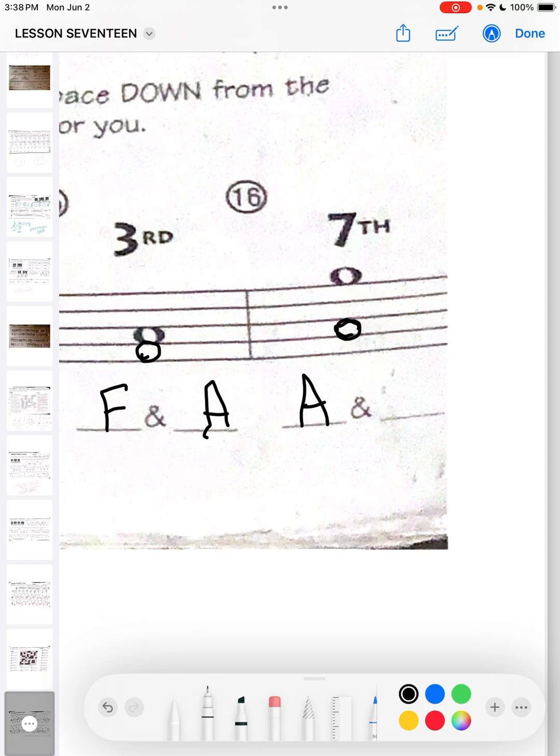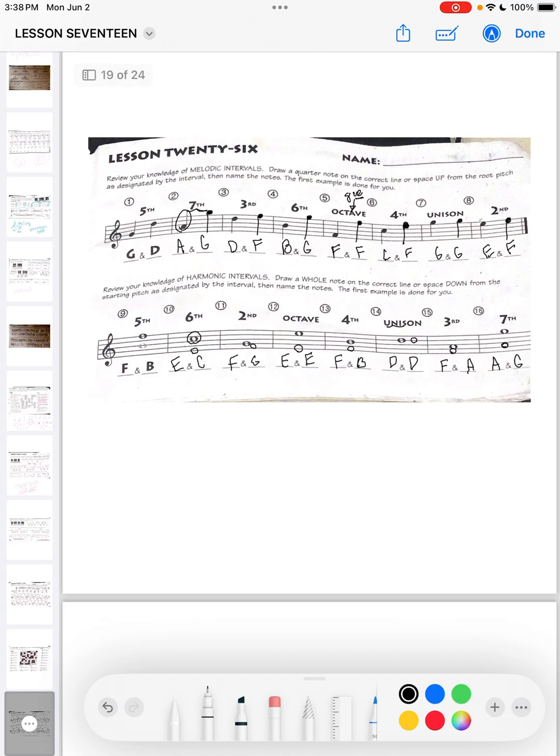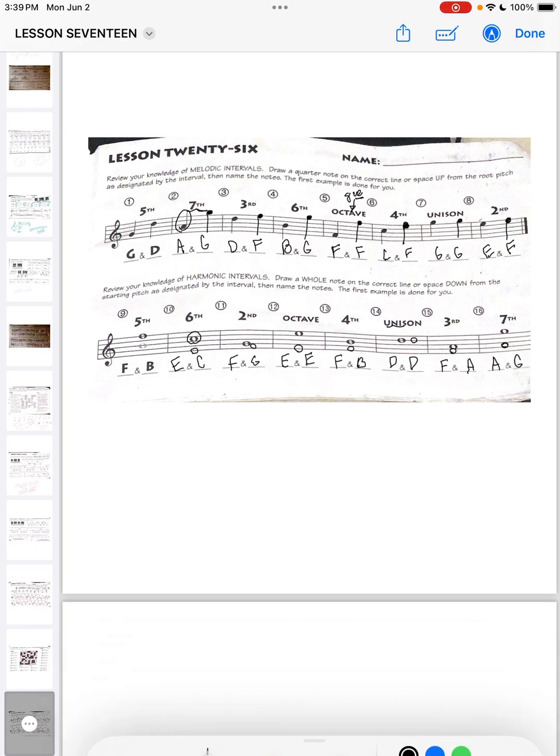You just know that. A and G. So that is the holy moly of intervals. So that is the way I did that interval part. See you.